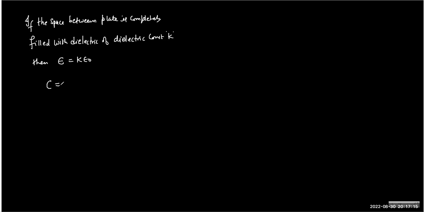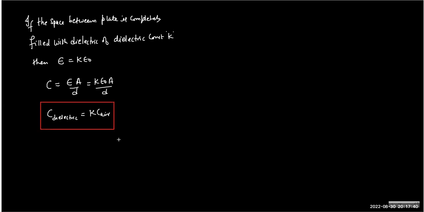So the capacitance we write as epsilon A by d, but epsilon we can also write as K epsilon naught. So K epsilon naught A by d. So you can see C with dielectric is K times C with air. So a dielectric will increase the capacitance K times, assuming it is completely filled, not a part of it.